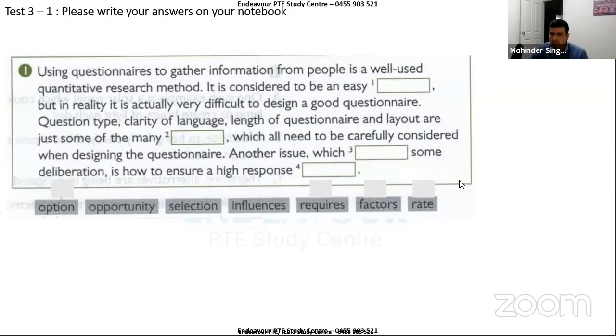Pooja? Yes. You haven't got any answers, Pooja. No, sir, I wrote the answers. So you've got all of them correct? No, the third one is incorrect.